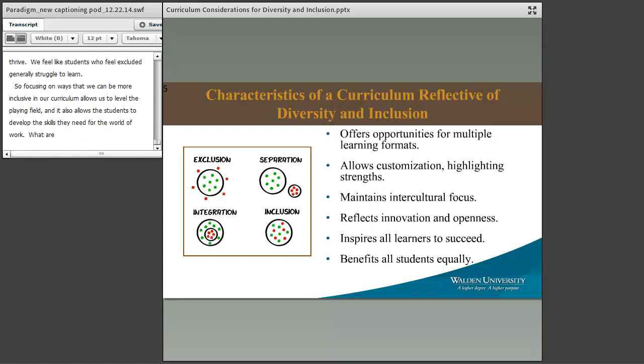What are some of the characteristics of a curriculum reflective of diversity and inclusion, you might ask? I'll share them with you. One of the first things is that a curriculum reflective of diversity and inclusion provides learners with the opportunity to demonstrate their acquisition of knowledge in more than one format. So a curriculum or a learning environment reflective of diversity and inclusion is not one that only has writing assignments. It's one that allows students to demonstrate what they have learned from their communities and their interactions with the world.